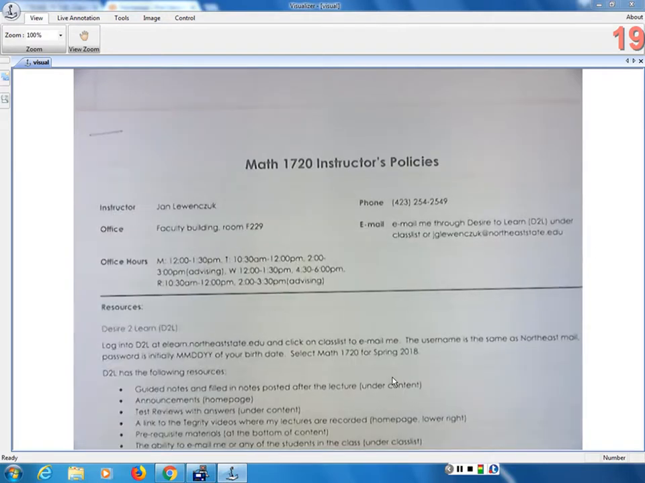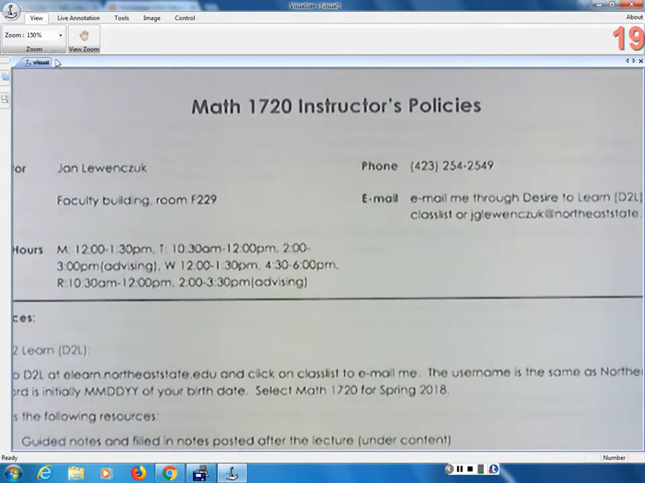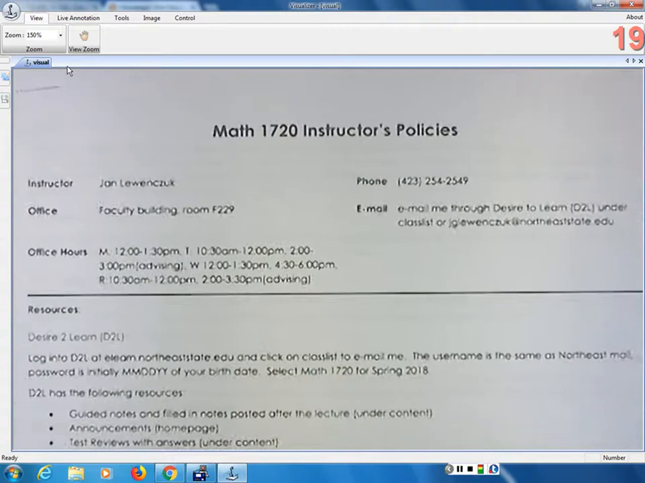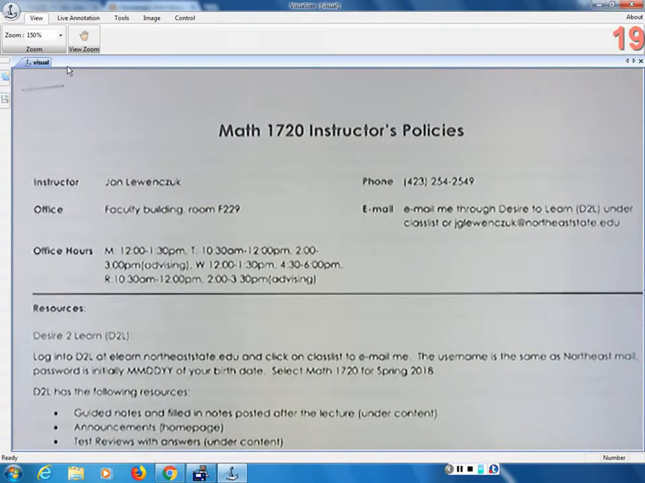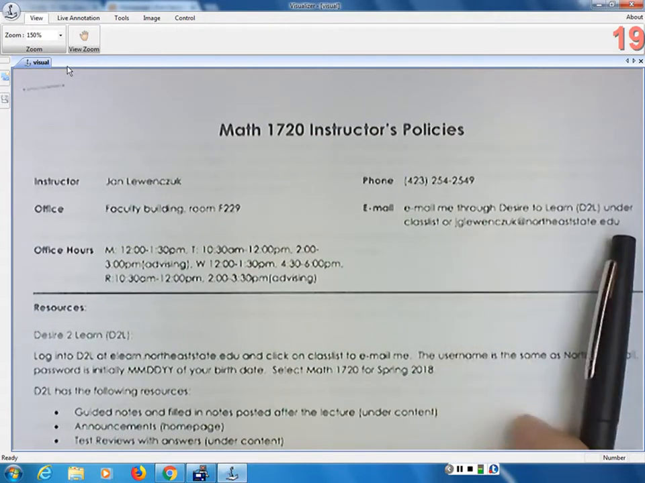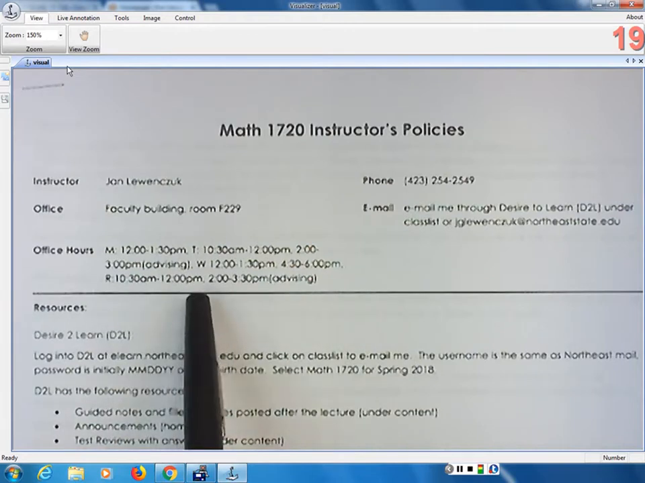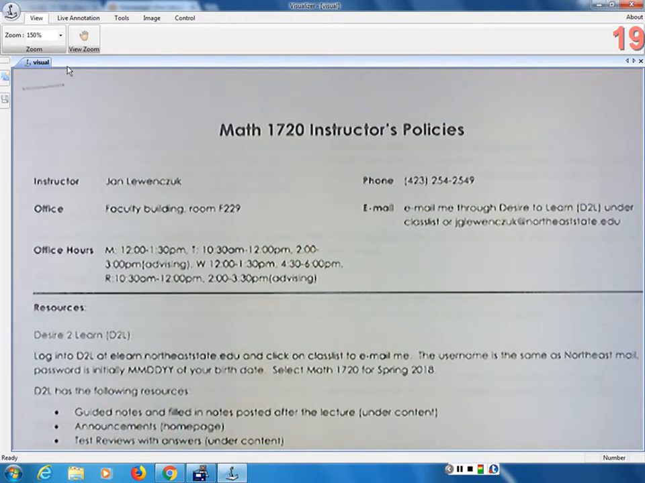Here are my instructor policies, and so I prefer that you email me through Desire to Learn, or you could even type a comment in Shobi and I'll get an email, or you can go to jgwenzik@northeaststate.edu and email me. These are my office hours, but they're also posted in D2L where it's more readable.